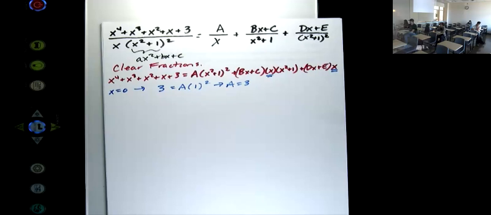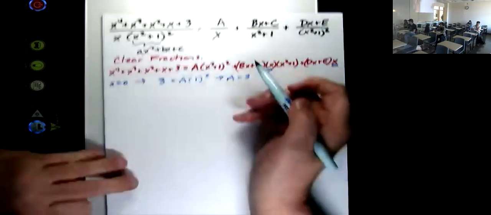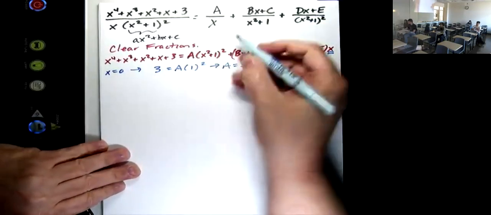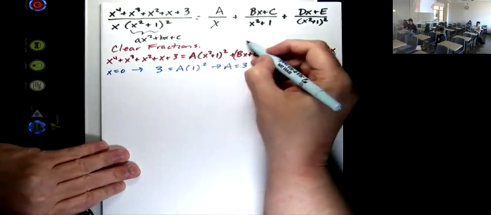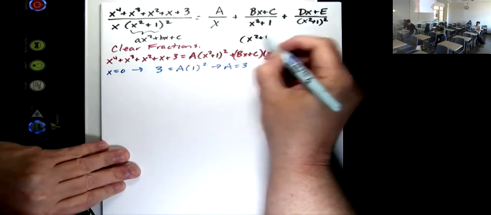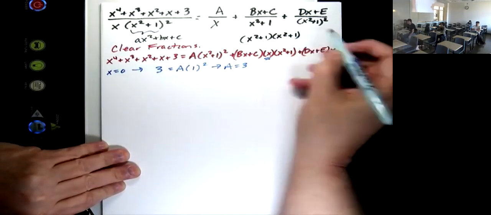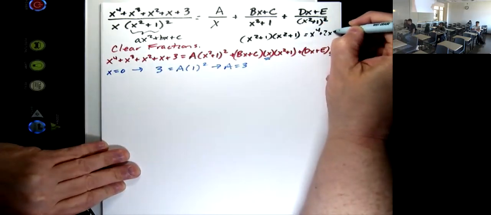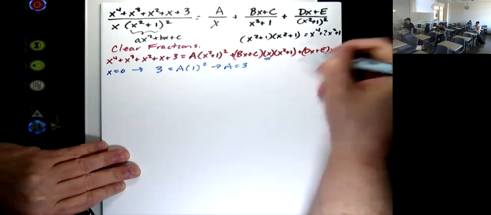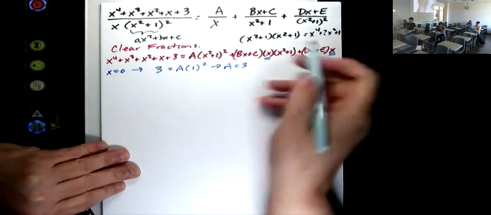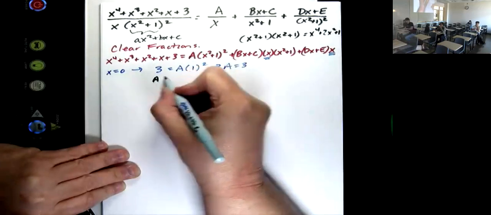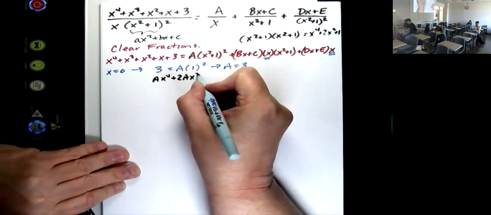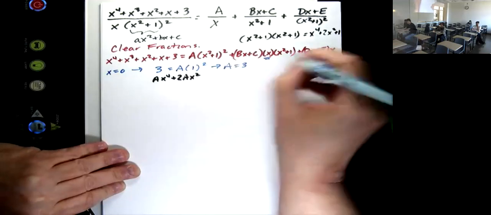Actually, we've still got some time. Let's see what this multiplies out to. x squared plus 1 squared is x to the 4th plus 2x squared plus 1. And now I need to multiply it by A. I get Ax to the 4th plus 2Ax squared plus A.